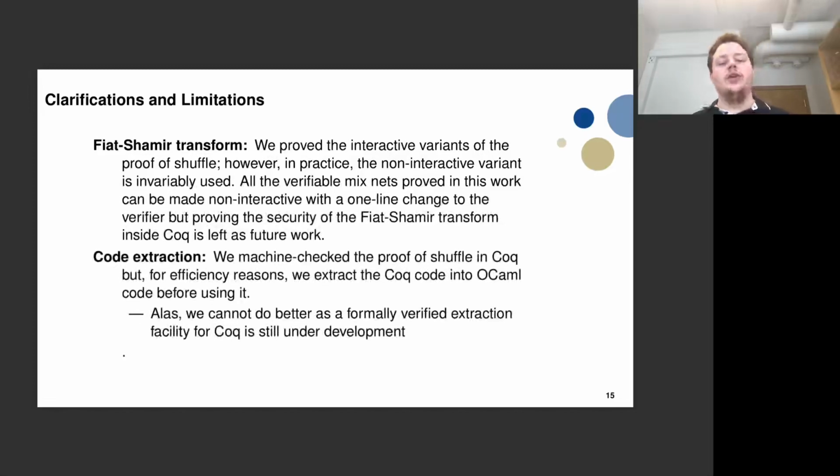And the next thing has to do with code extraction. We defined the specification inside Coq. We proved that's secure, which is a nice contribution in itself. But what we actually run is not that specification, but a more efficient extraction of that verification. And alas, the means by which we do this is not itself formally verified. There's ongoing work in this area, but at the moment, we don't know that it wouldn't introduce more errors.